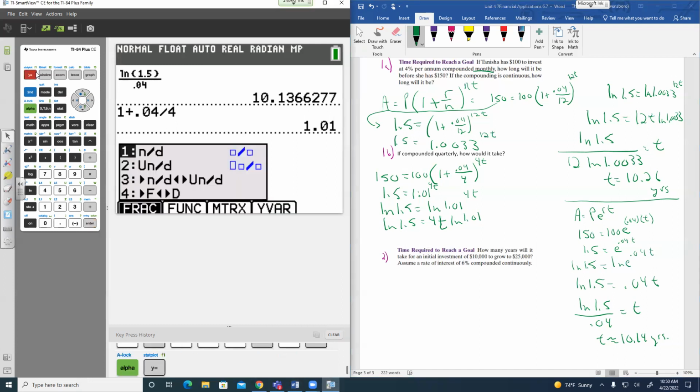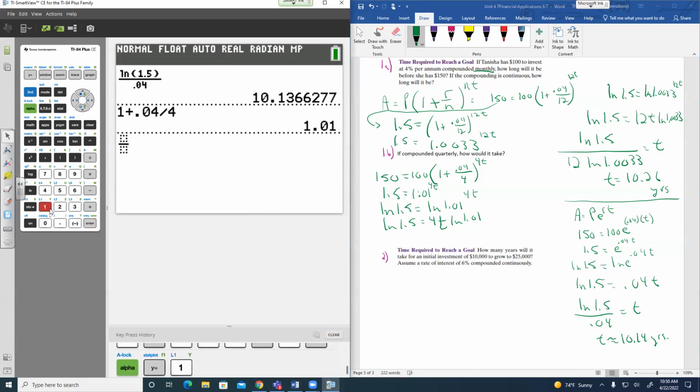So alpha F1. The top is going to be the natural log of 1.5. And to get t by itself, the 4 and the natural log of 1.01 have got to go away. So I'm going to divide both sides by that. So it's going to be 4 natural log of 1.01. And our answer is supposed to be bigger than 10.26. So let's see what happens here.